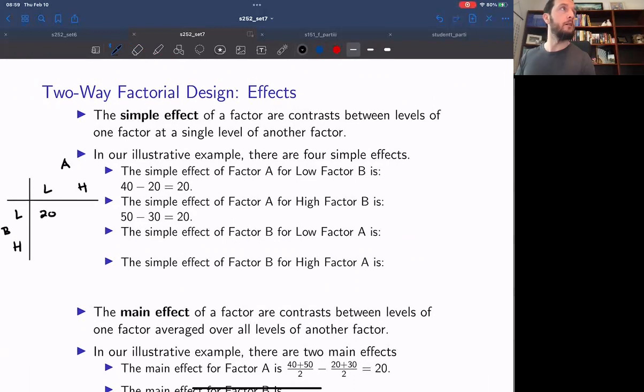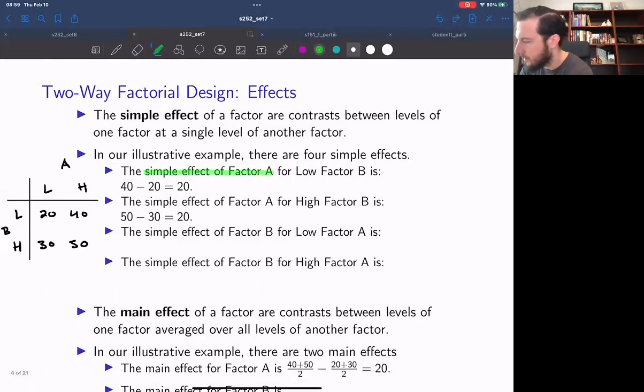So we have 20, 40, 30, and 50. For example, the simple effect of factor A for low factor B is 40 minus 20. Basically, we're holding fixed at low factor B. I'll mark this one in green. So that's this part here.